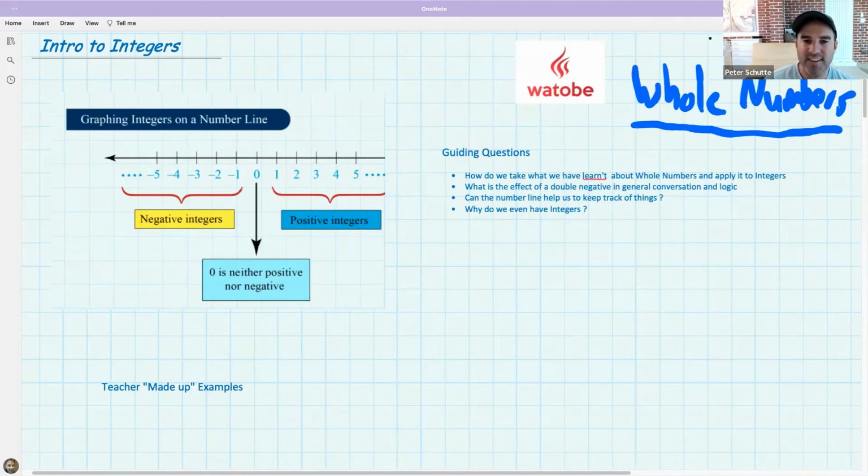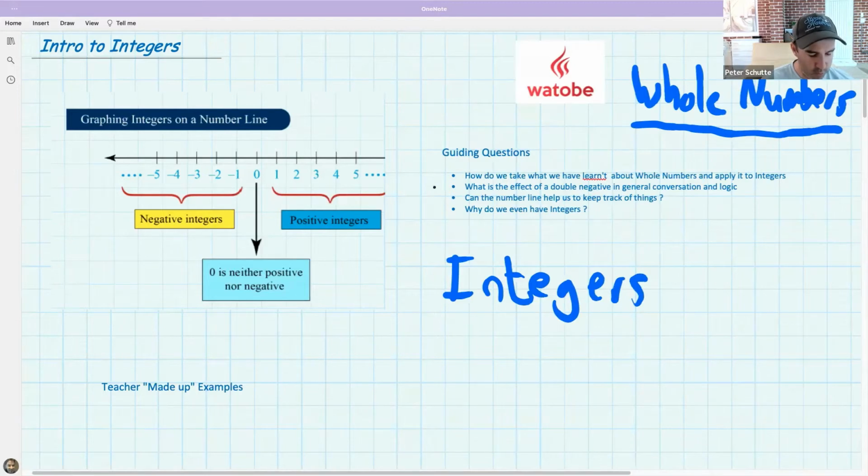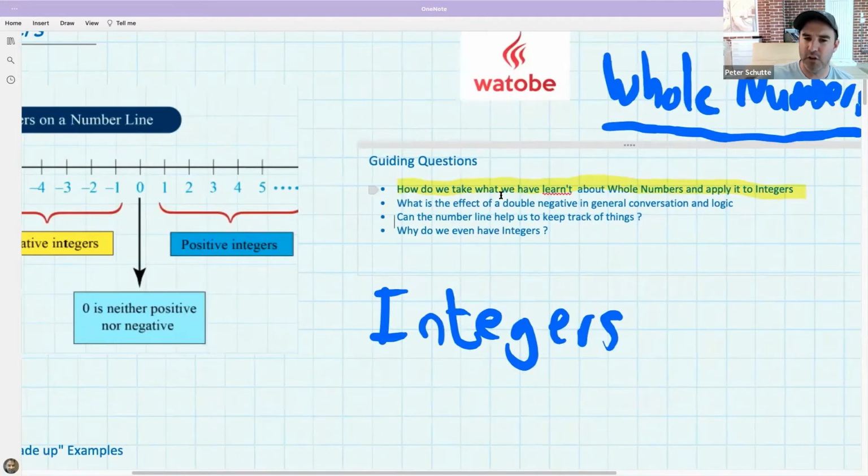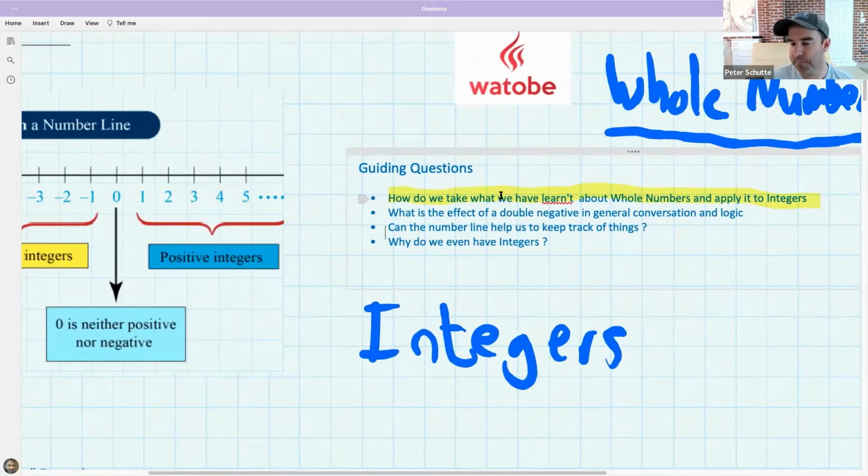But today we're extending the number families that we've learned about to include something called the integers. And so I just want to read what I've called the guiding questions that will help us as we start learning. So the first guiding question is, how do we take what we've learned about whole numbers and apply it to integers? That's something we need to think about. For those who were here from the beginning, how do we take what we've learned and extend it to this thing called integers?